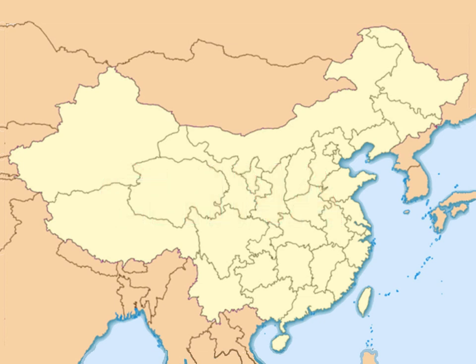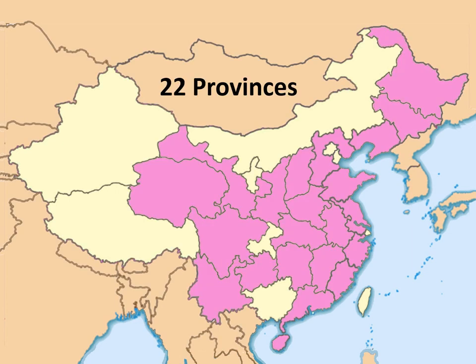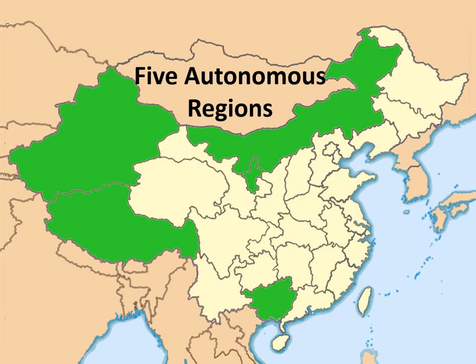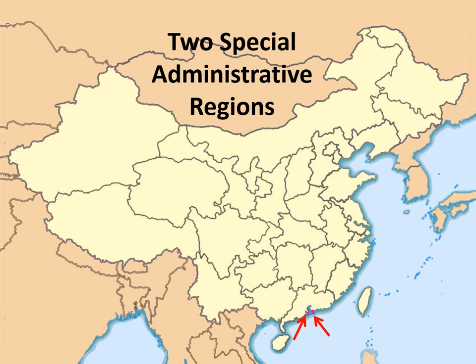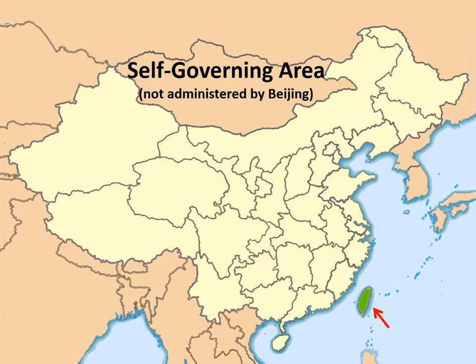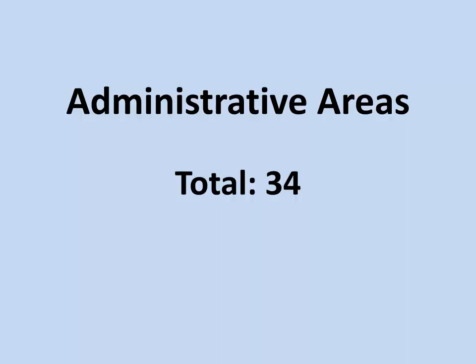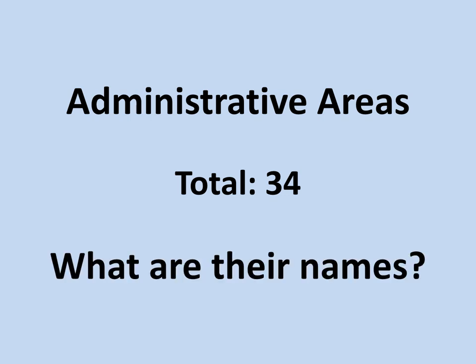Administratively, China includes 22 provinces, 5 autonomous regions, 4 municipalities that are not part of any province, 2 special administrative regions, and 1 self-governing area. That's 5 categories with a total of 34 place names. At times during this presentation, I will use the term provinces generically to describe all 34 areas. What are their names?